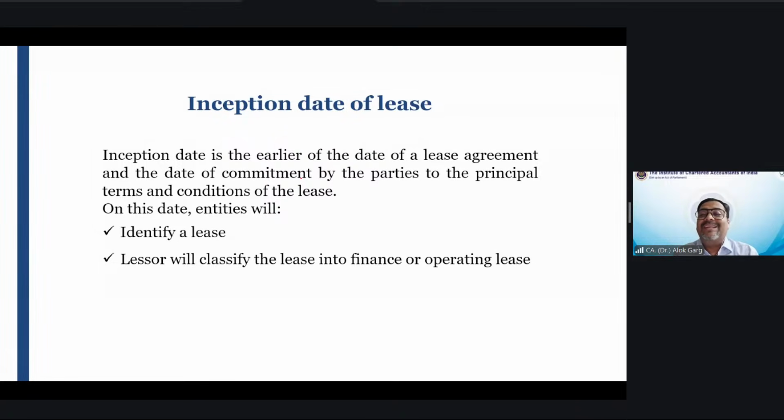So friends, what is the inception date of the lease? The inception date of the lease is the date when the principal terms and conditions have been agreed. On this date, the parties will identify whether it is a lease contract, meaning whether it is an identified asset, and whether the right to control the use of an asset has been transferred. The lessor will classify the lease into finance lease or operating lease. Friends, I told you, for the lessee there is no classification; for the lessor it is still there.